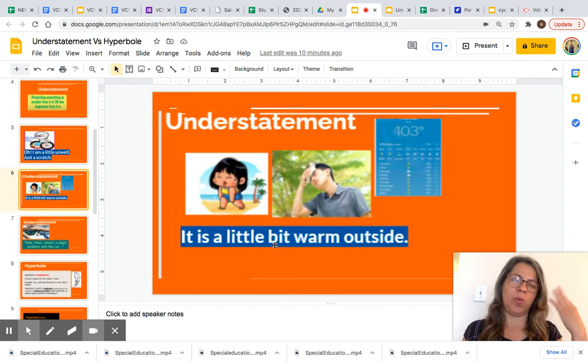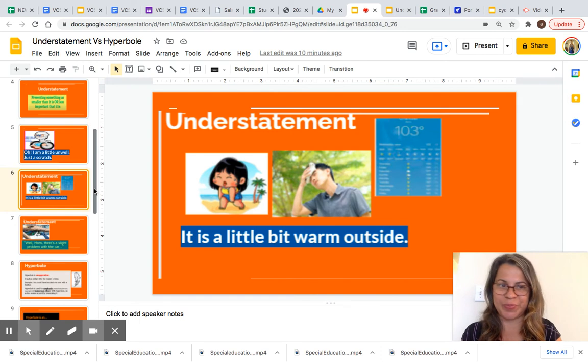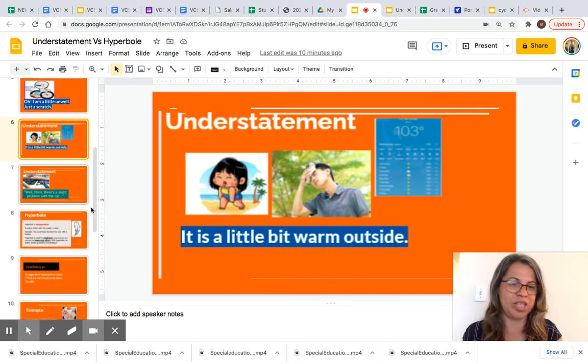It is a little bit warm outside. So as you can see, it's very hot. Look at this. It's 103 degrees outside. Look at the girl. She can barely walk. She's so sweaty. Look at the boy. He's cleaning himself because he's so sweaty. But what they're saying is, it is a little bit warm outside. So they're being a little ironic about it and make it seem that it is less hot than it is.